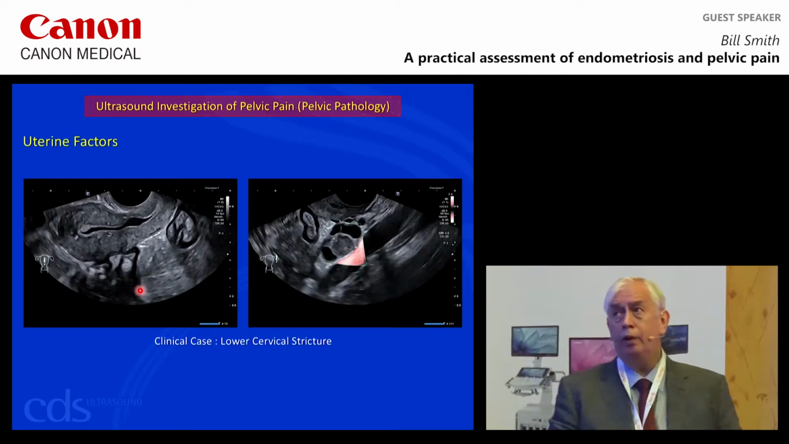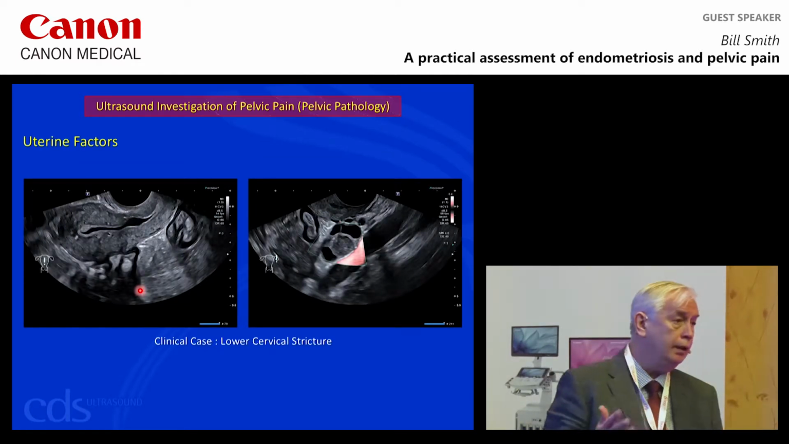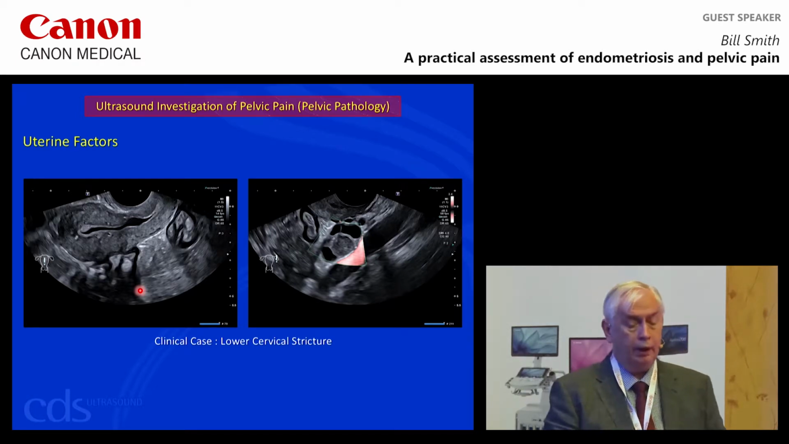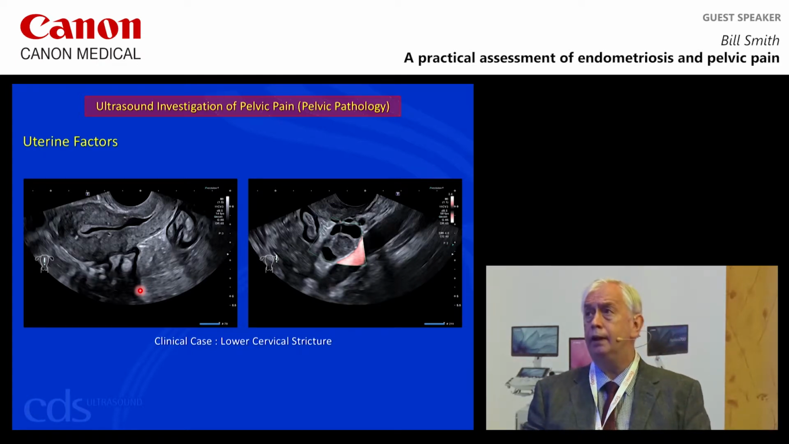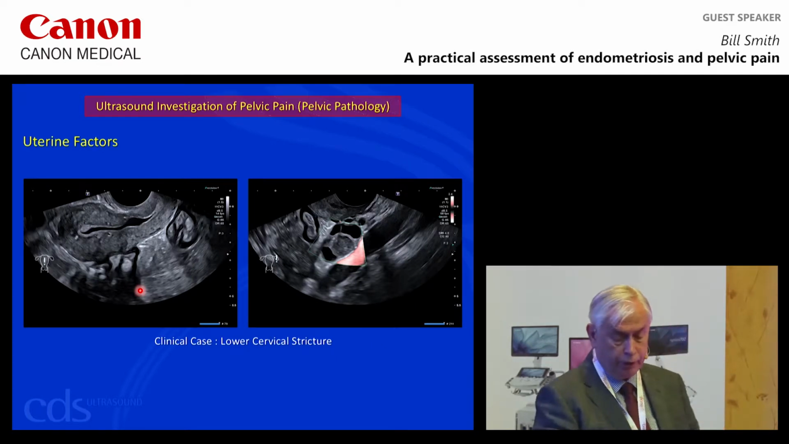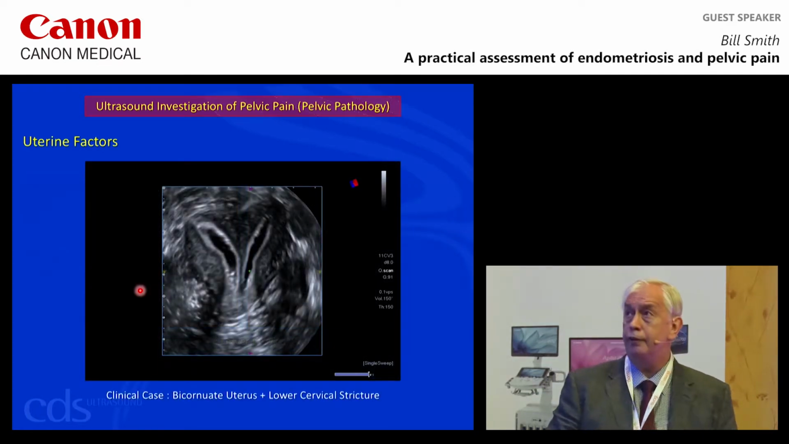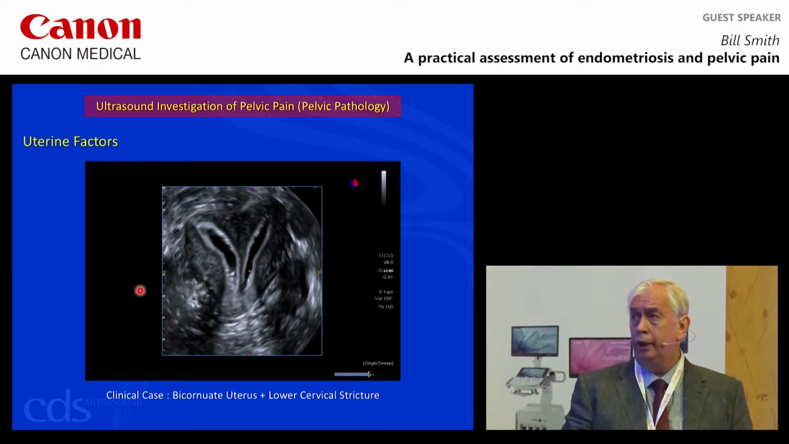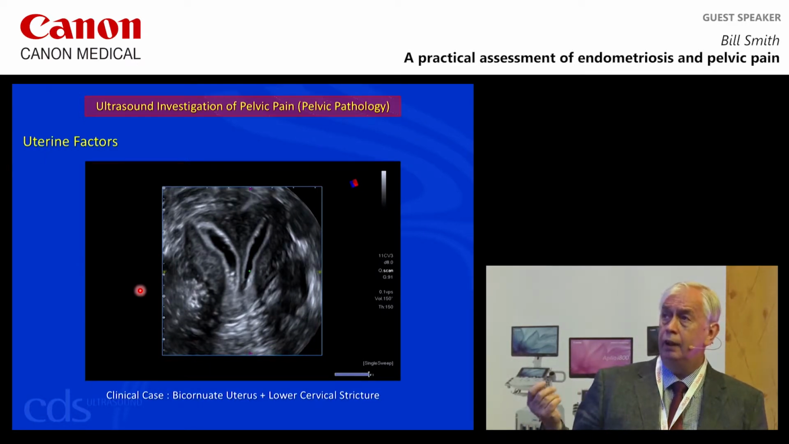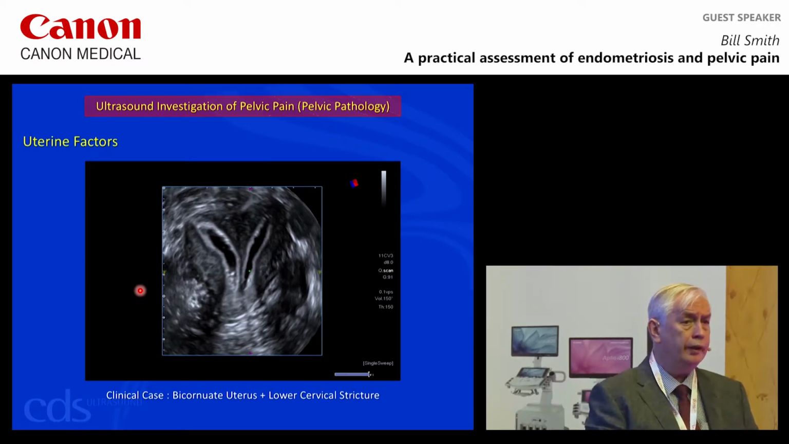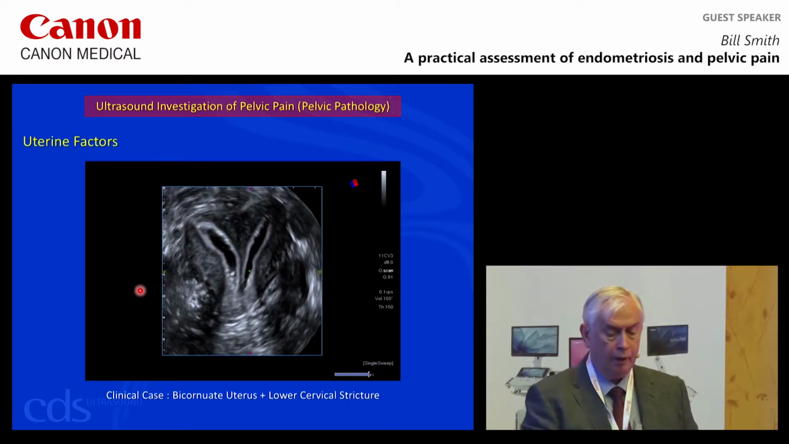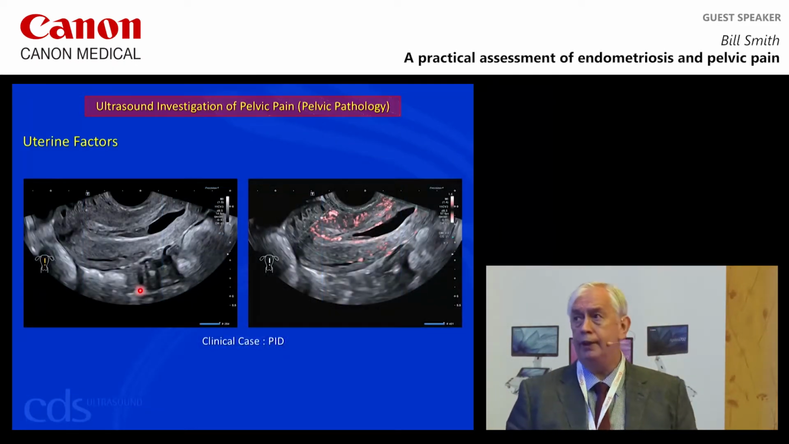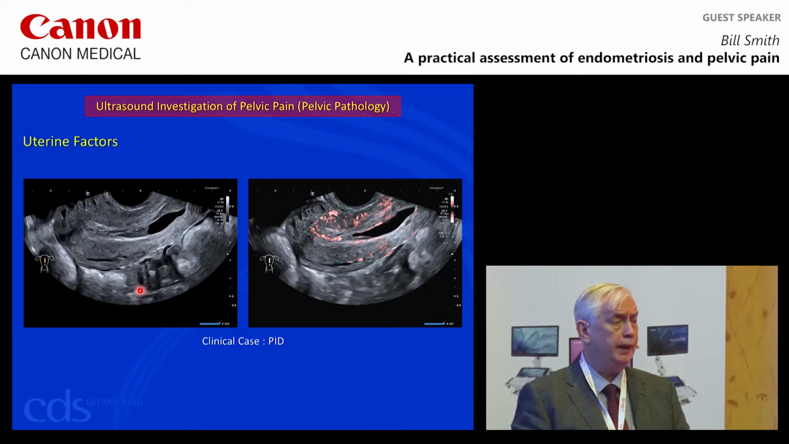So if we carry on with pain emanating from the uterus, here are two cases. Well, this is the first case where there is a lower cervical stricture. There we can see an obvious hematometra. You can't see the fundus, but this is actually a bicornuate uterus. Again, this isn't an SIS. There's actually a lower constriction here, an anatomical feature, but it causes pain. Inflammatory changes and infection will cause pain.